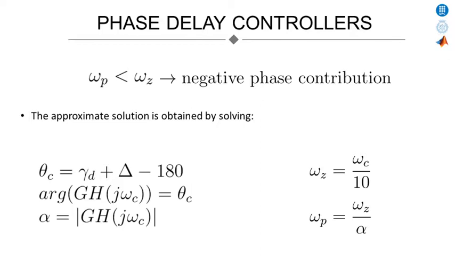In order to have a negative phase advance, the pole's frequency must be smaller than the zero's frequency. This makes the controller to be a phase delay controller, so in a certain frequency interval, the controller reduces, or delays, the phase of the controlled system. In this case too, the controller is designed by looking for an approximate solution of a system of equations and finally verifying that the closed-loop system satisfies the specifications.